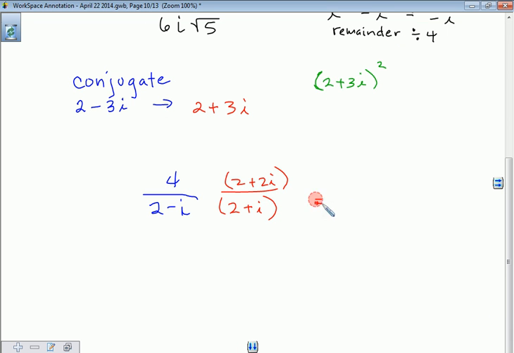So we would distribute up top and we'd get 8 plus 8i. And we distribute down below and first terms gives us 4. Outside and inside are going to cancel, aren't they? Positive 2i and negative 2i just go right away. And then we do the last, negative i times i, is negative i squared. But what's the value of i squared? Negative 1. So it's 4 minus negative 1, which is 5.